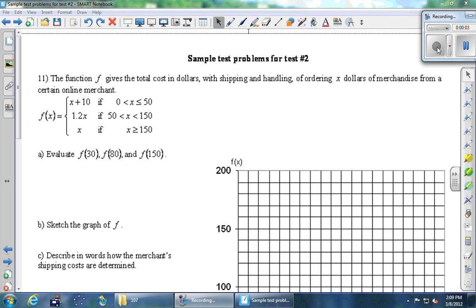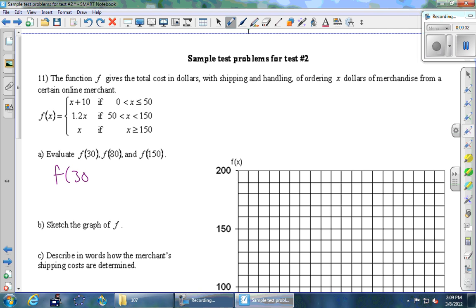This is problem 11 on the sample test problems for test number 2. Function f gives the total cost in dollars with shipping and handling of ordering x dollars of merchandise from a certain online merchant. f of x equals x plus 10 if x is between 0 and 50, 1.2x if x is between 50 and 150, and just x if x is bigger than or equal to 150. Part A. Evaluate f of 30, f of 80, and f of 150.